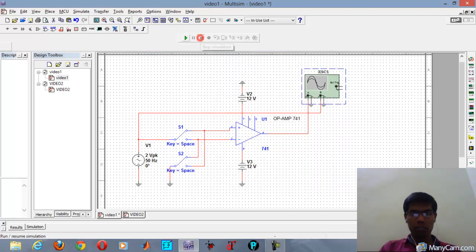Now we change the position of the switches. Now if the switches S1 and S2 are connected in such a manner, at that time the input voltage is connected to the inverting terminal, and the non-inverting terminal is grounded. Now further click on run and see the graph.